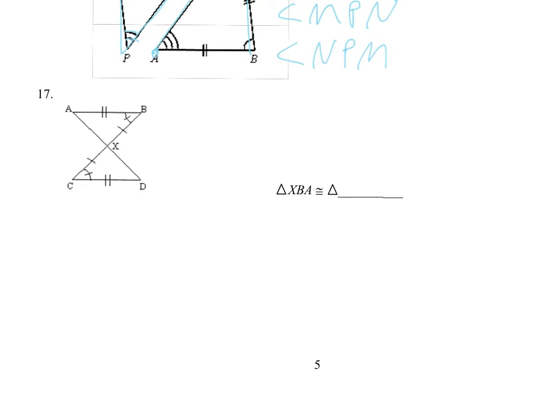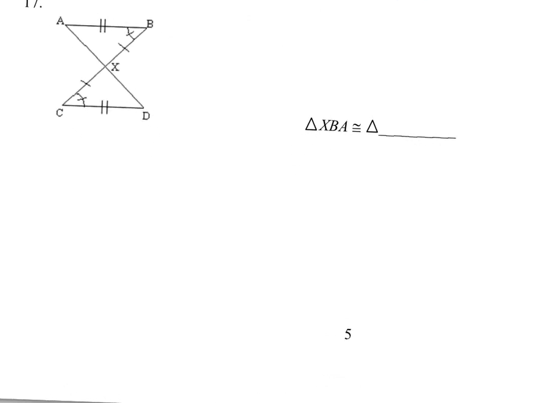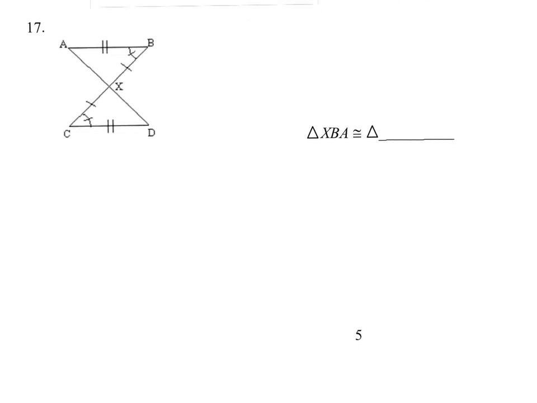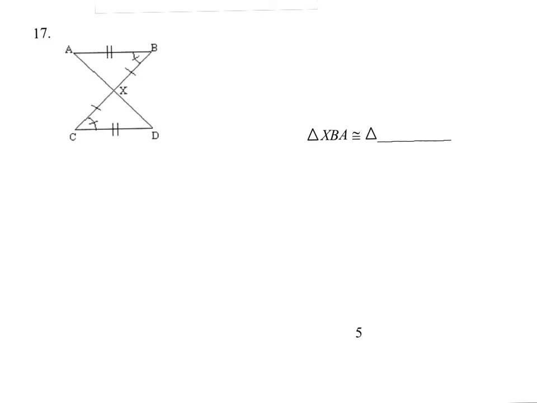17. We've got congruent triangles. We need to make sure we write them in the corresponding angles. So we start with X. What angle is congruent to angle X? Well, that would be the vertical angle, so that would start with X. What about B? It's this angle right here with the 1 congruent mark, which would be congruent to C, and then that would leave us with D.